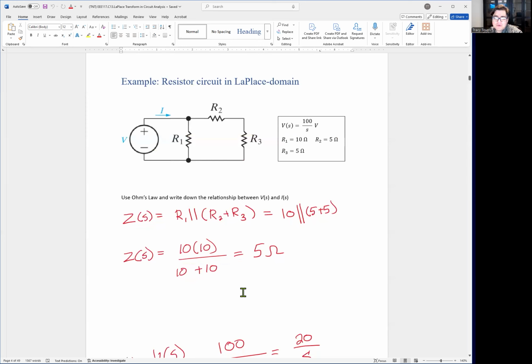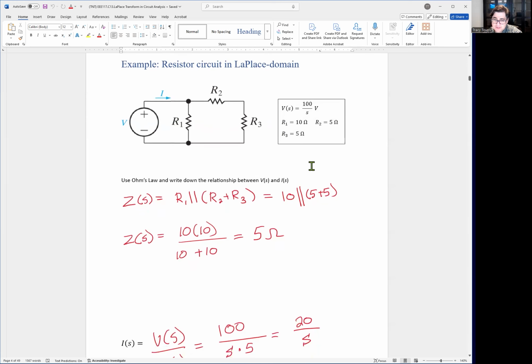If we do resistor, let's do a small circuit analysis with resistors here. You've got three resistors, R2 and R3 in series, and that combination is in parallel with R1. So you could rewrite this as R1 parallel, open parentheses, R2 plus R3. R1 is 10, R2 and R3 are both 5 each, and the voltage source is 100 divided by S. So this is already in the Laplace domain circuit. Let's just do a basic circuit analysis.